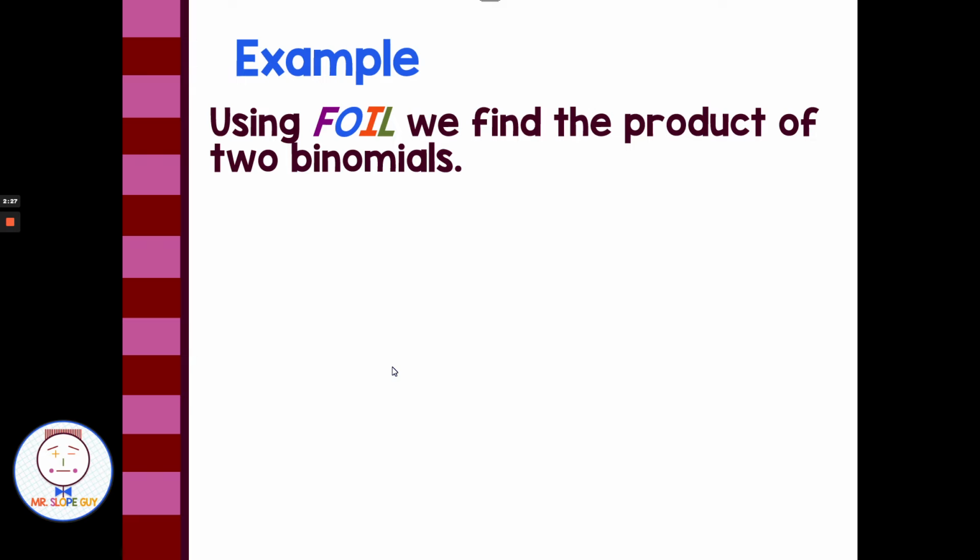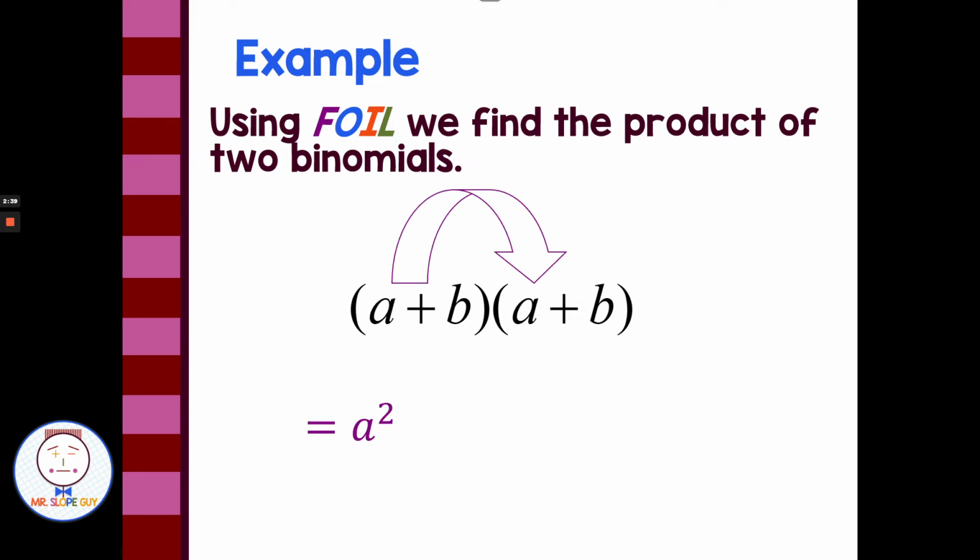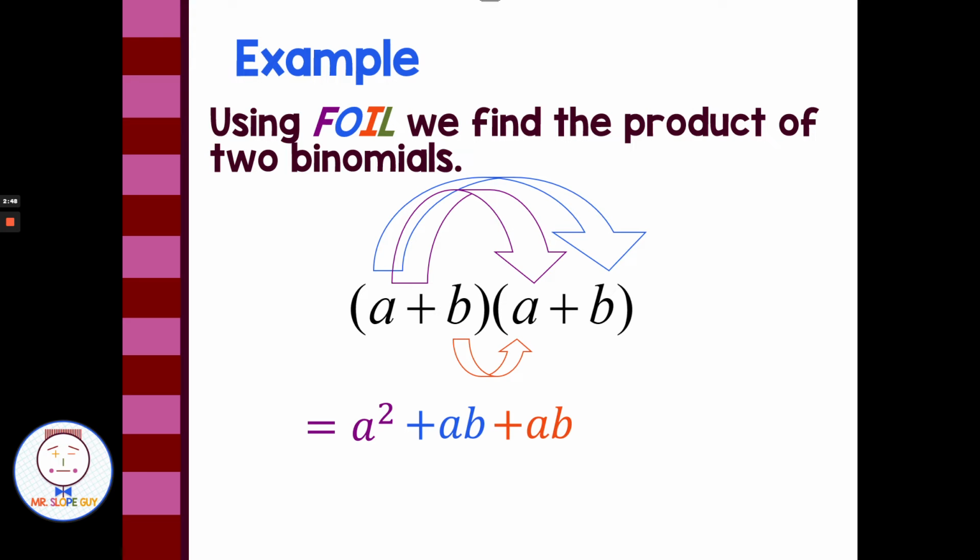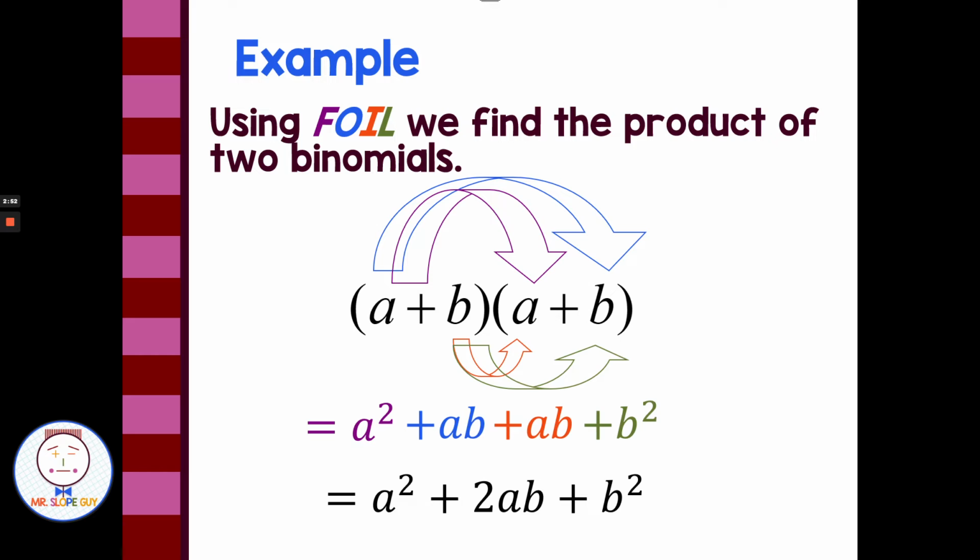All right, new example. Use FOIL. We find the product of the two binomials. So if we look at this algebraically, like a plus b times a plus b, first times first is a times a to get a squared. Outside, a times b is ab. Inside, b times a, or alphabetically, is a times b. And last, b times b is b squared. Then we have these two like terms again in the middle. A positive ab and a positive ab add up to positive 2ab.